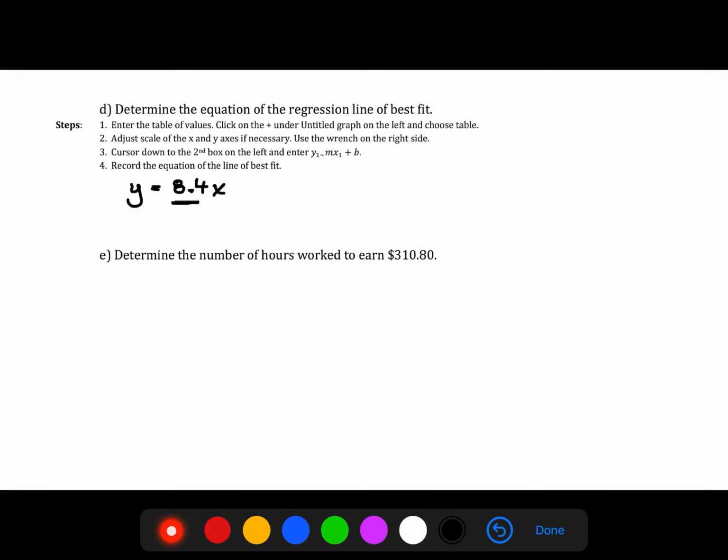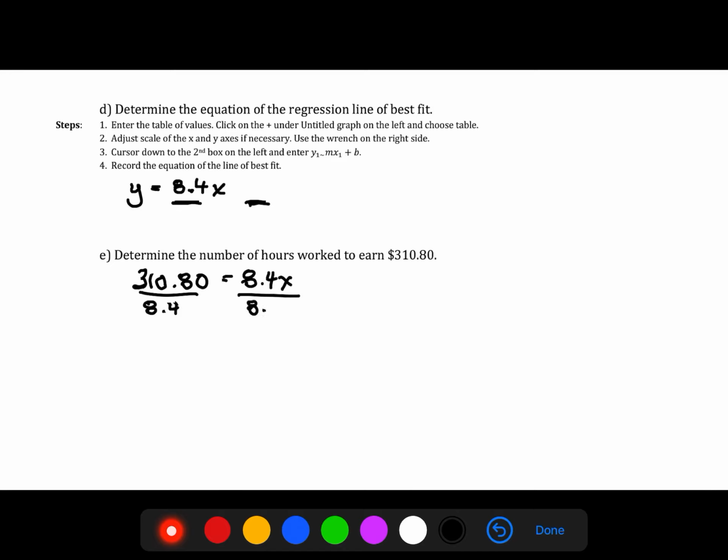We're now going to record our equation, subbing into the formula. So earnings is equal to 8.40x. Notice that means that our slope is $8.40 per hour. And if we don't have any hours worked, we get nothing, as shown by our plus 0 at the end, our y-intercept.